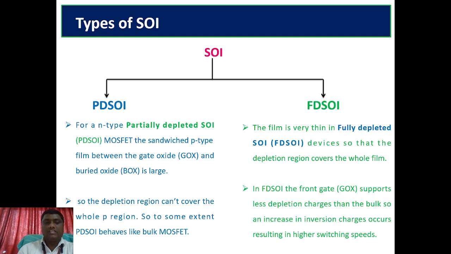So to some extent the partially depleted SOI behaves like a bulk MOSFET, whereas in fully depleted SOI, the front gate supports fewer depletion charges than the bulk, so it can increase the inversion charges that occur in switching applications.